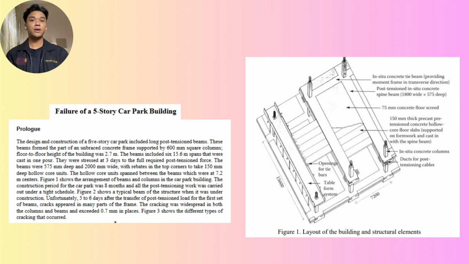A five-story car park was constructed using long post-tension beams as part of an unpressed concrete frame supported by square columns. The beams, with dimensions of 575 mm depth and 2000 mm width, were cast in Singapore and had six spans of 15.6 m each. Hollow core units were placed between the beams, which were positioned at 7.2 m intervals.